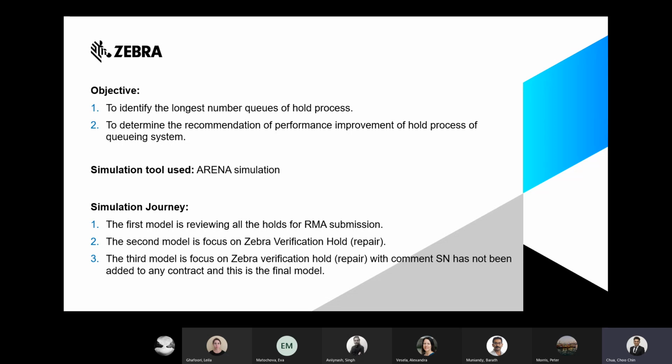The simulation tool I'm using is Arena, and this was my simulation journey. I began with the first model, which reviews all the holds for the MRA submission that then get rejected. Second, I focused on the Zebra verification hold, which is the most common hold that gets rejected. Third, I focused on the Zebra verification hold with only the comment serial number has not been added to any contracts. This is the final model.